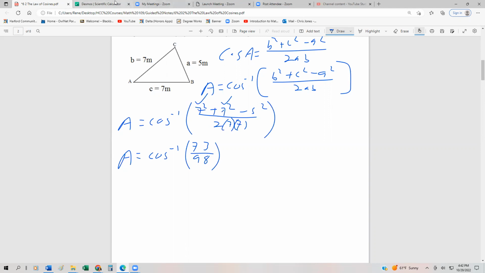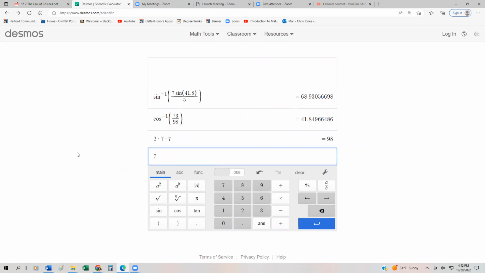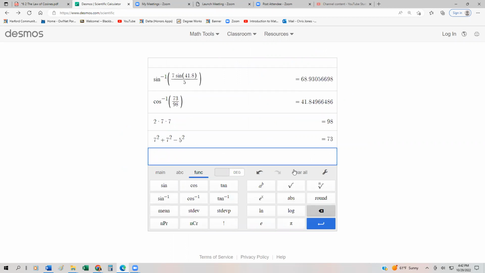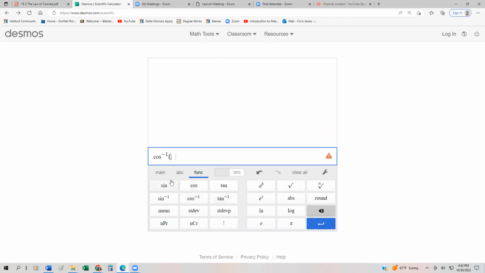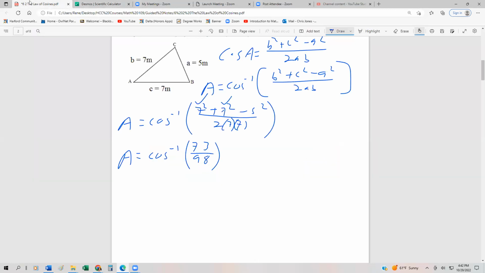And of course, if we don't believe it, we can just go in our calculators. 2 times 7 times 7 is 98. And then 7 squared plus 7 squared minus 5 squared. There we go. We're going to find the inverse cosine, excuse me, of 73 divided by 98, and that gives us 41.8. Okay, so that means that A is about 41.8 degrees.